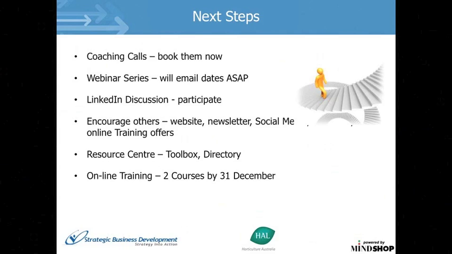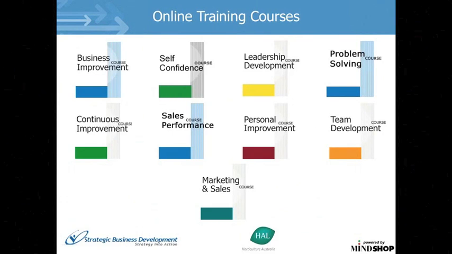The last thing is that you guys need to do 2 of those online training courses, certainly by the 31st of December would be good. There are 9 courses there, ranging from business improvement, which is around the tools and processes we've talked about, but a number of people are getting into marketing and sales, or sales performance, or team development, or leadership. Personal improvement's a great one. There's different courses there.